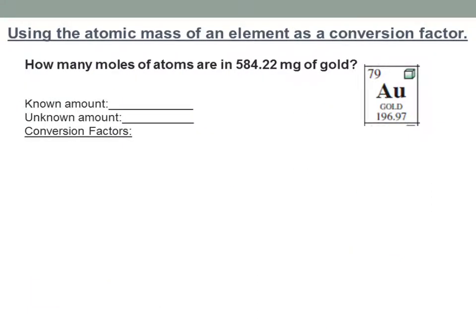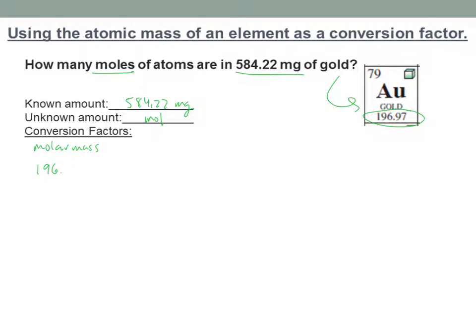This one's asking how many moles of atoms are there in 583.22 milligrams of gold. My known amount in this case is 584.22 milligrams. The unknown amount is moles. I don't know how many moles that is. That's what I need to figure out. And then for my conversion factors, again, we know we're always going to need a molar mass. In this case, I'm going to use the atomic weight of gold since the question is asking about gold.